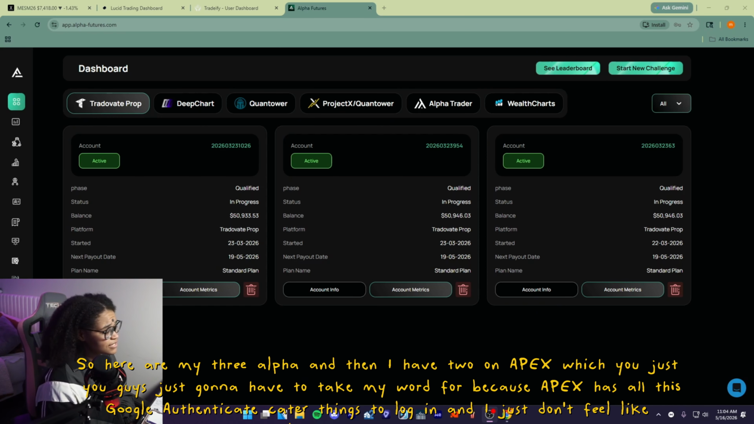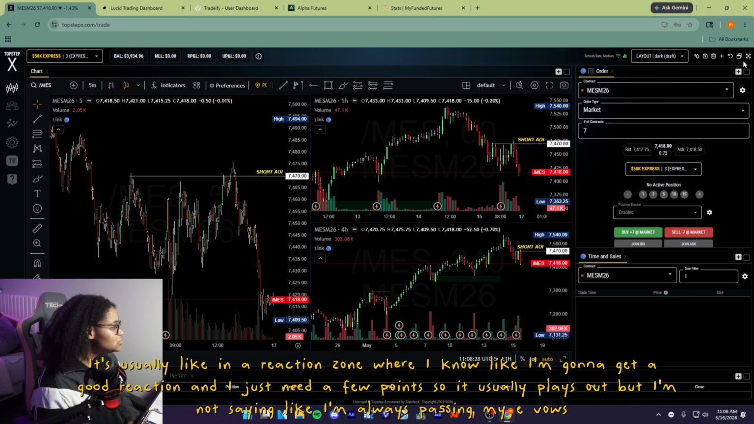I usually just do 5 or 4 on a really, really good setup. It's usually in a reaction zone where I know I'm going to get a good reaction, and I just need a few points. So it usually plays out, but I'm not saying I'm always passing my evals. These 4 evals on my funded futures, for some reason, I just 50%ed them in one go. I didn't have to reset them or anything. It was one go. I had 50%. Don't ask me how. I'm just kidding.